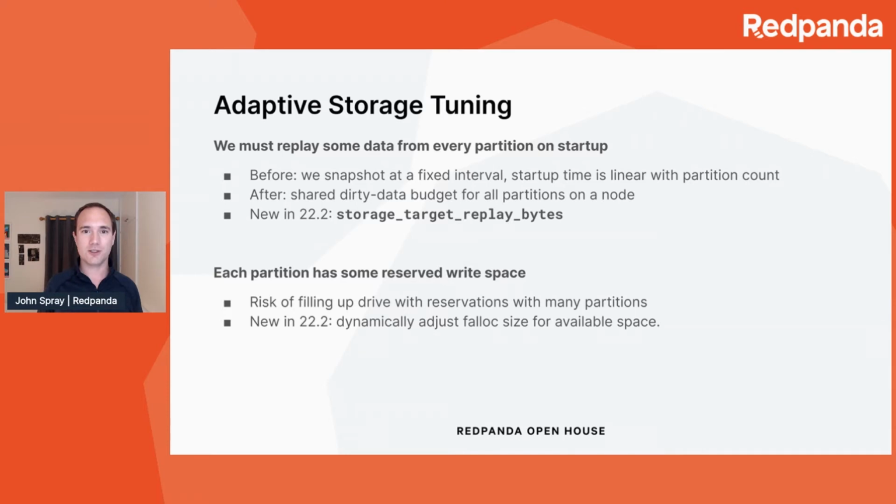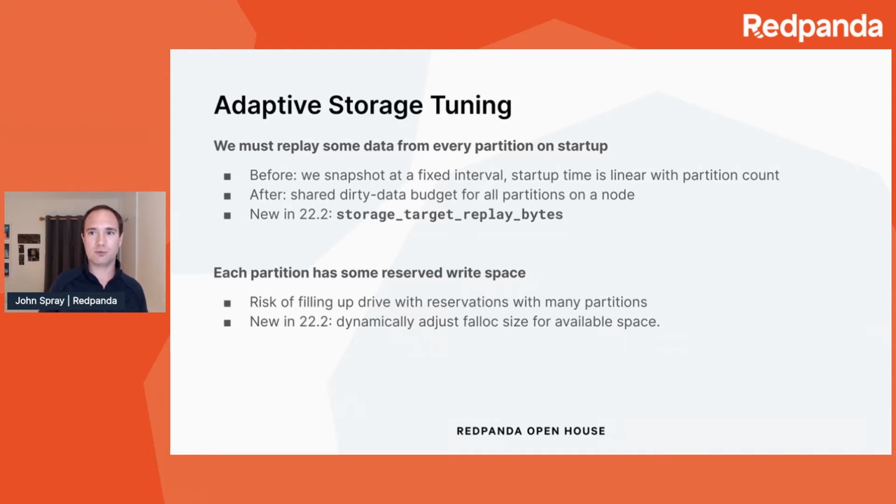We used to do snapshots at a fixed interval, but that creates a problem when you have a large number of partitions because it just adds up to a lot of dirty data and leads to a long startup time. So now there's a setting, storage target replay bytes, that lets you say essentially how long you want Redpanda to take to start up. The default is 10 gigabytes, which on a typical system is about 10 seconds. You can increase that for less frequent snapshots or decrease it for faster startup. It's up to you. But the startup time no longer increases as you add more partitions.